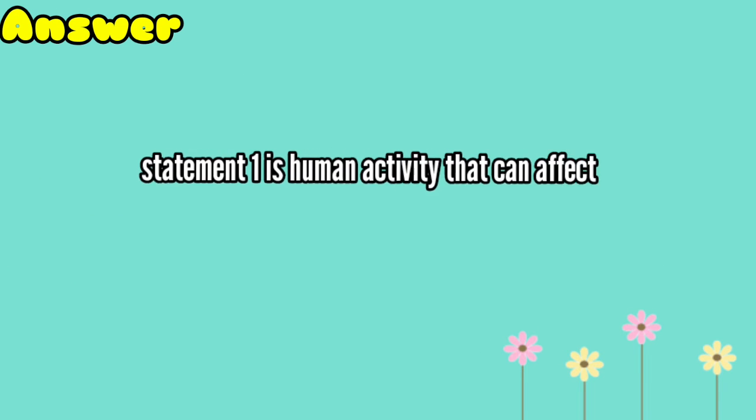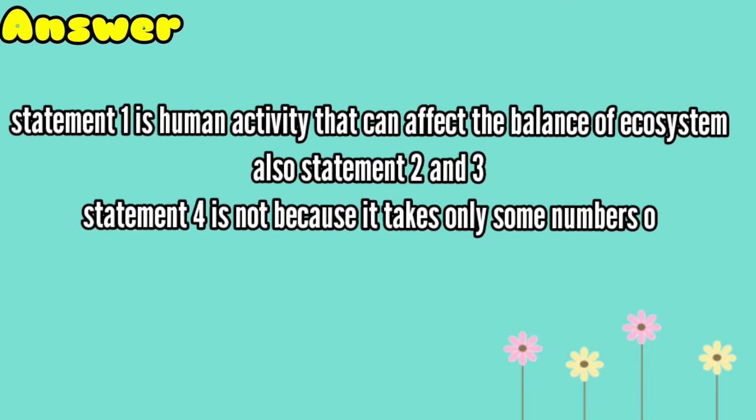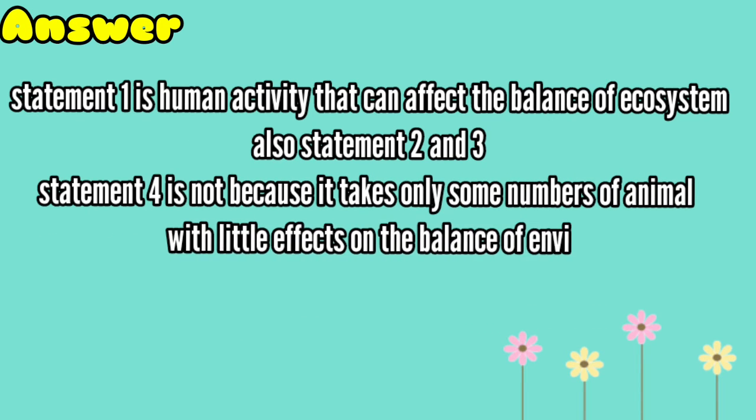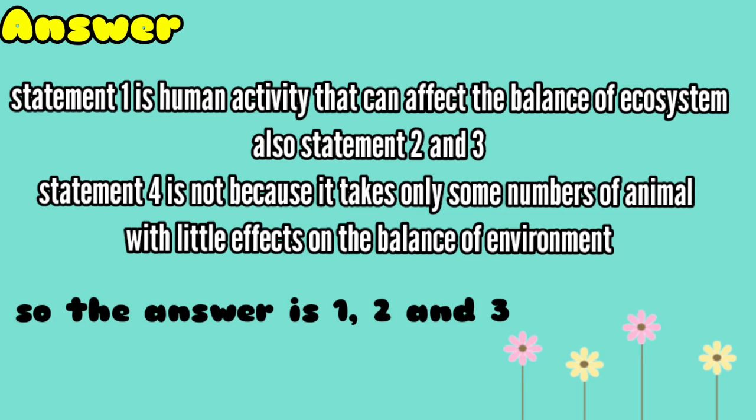It's time to discuss the answer. Statement 1 is human activity that can affect the balance of the ecosystem. Also statements 2 and 3. Statement 4 is not, because it takes only some number of animals, with little effect on the balance of the environment. So, which is the answer? The answer is number 1, 2, and 3.